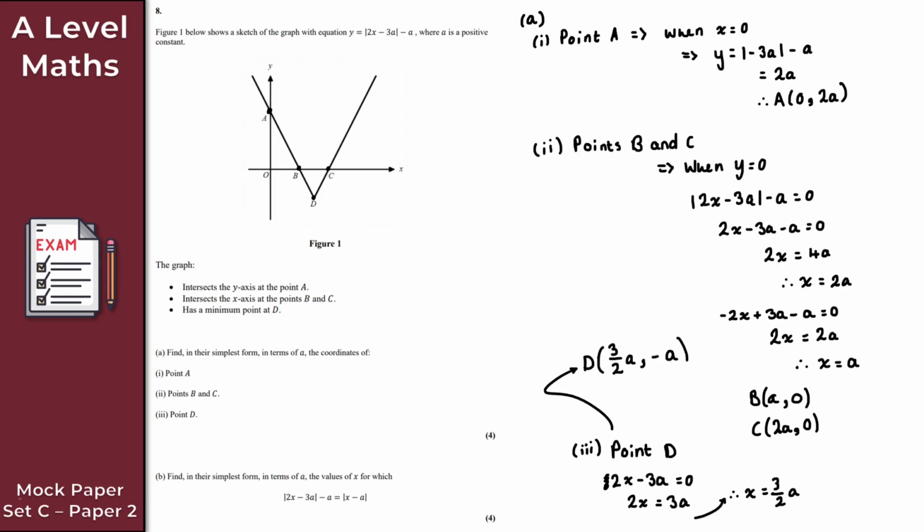To make a note, I'll do it in a different color. So this was the solution to part 1. This is the solution to part 2, so that's B and that's C. And this is the solution to part 3, the coordinates of D. So there we have it. That gives the solution to part A.